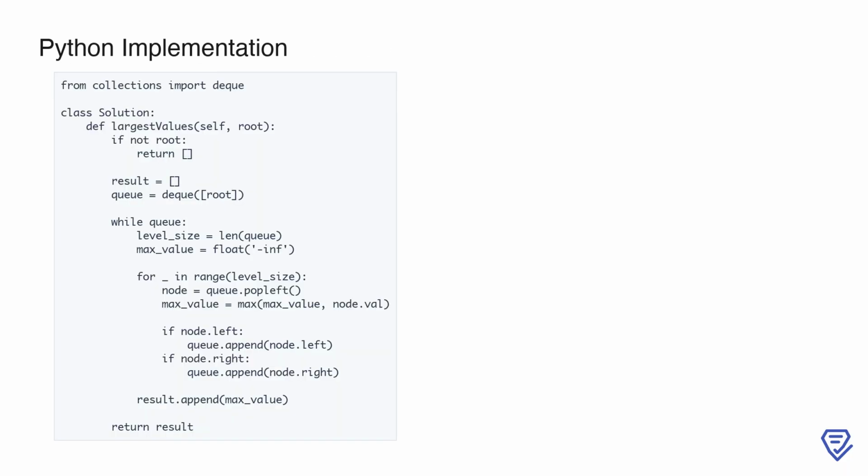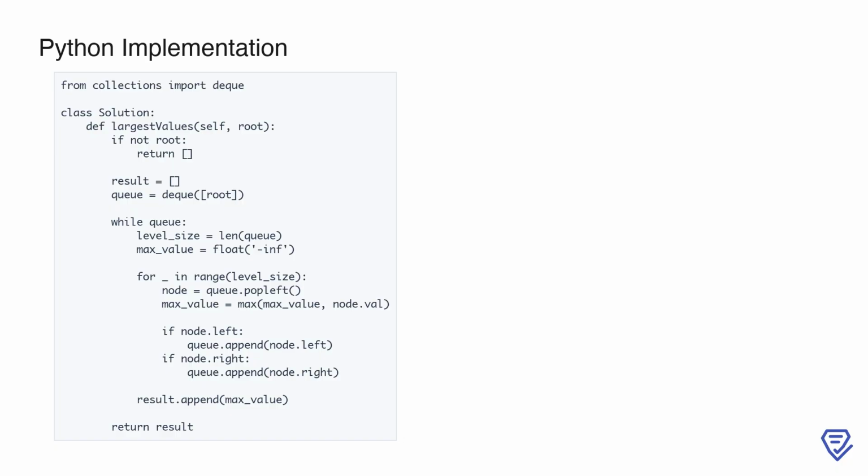This Python code solves the problem of finding the largest value in each row of a binary tree using a breadth-first search (BFS) approach. Here's the step-by-step explanation of the code. 1. Importing the deque. The collections.deque is used to implement the BFS queue, as it provides efficient appending and popping from both ends. 2. Class definition. The solution class contains the method largest values, which performs the main logic for the problem.